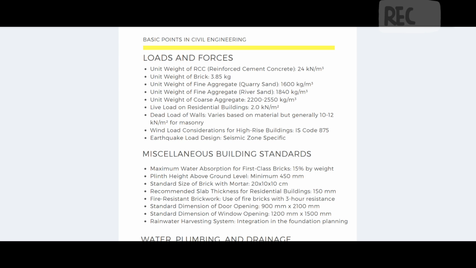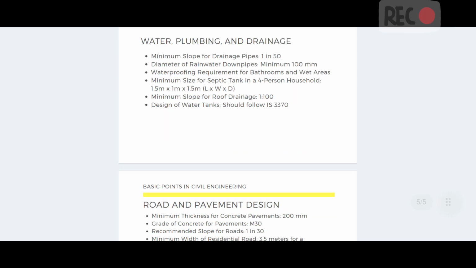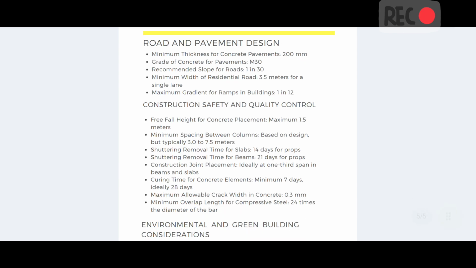Water, plumbing and drainage. Minimum slope of the drainage pipes is 1 in 50. It should be 1 in 50 slope. Diameter of the rainwater drain pipes minimum 100 mm. Waterproofing requirement for bathrooms and wet areas. Minimum size of the septic tank in a 4-person household should be 1.5 meter by 1 meter by 1.5 meter. Minimum slope of the roof drainage is 1:100. Design of water tanks should follow the IS 3370.